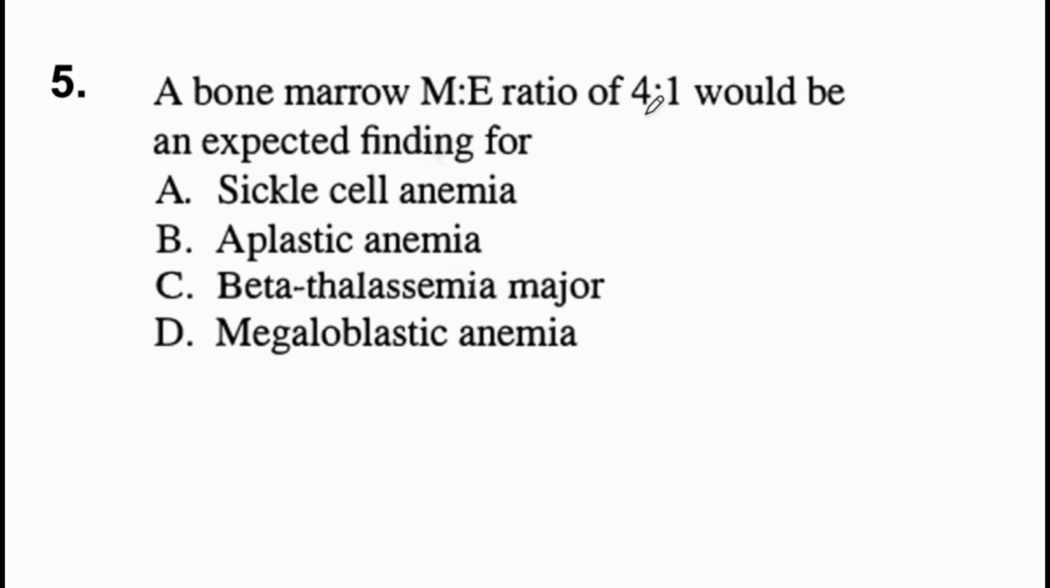A bone marrow M:E ratio of 4:1 would be an expected finding for B. Aplastic anemia. Aplastic anemia is a bone marrow failure characterized by hypocellularity and decreased production of all cell lines. The normal M:E ratio of 4:1 does not change in aplasia because the number of both myeloid and erythroid precursors is decreased. In anemias such as sickle cell anemia, beta thalassemia major, or megaloblastic anemia, the marrow becomes hypercellular because of an increase in erythroid precursors, and the M:E ratio falls.